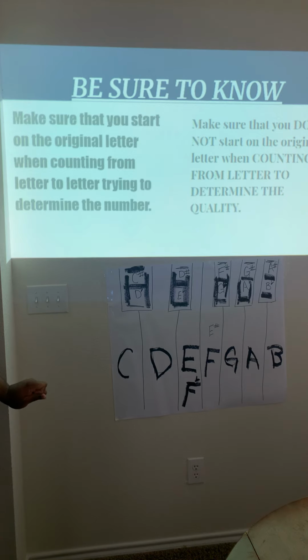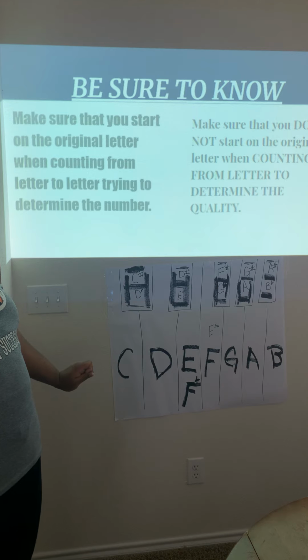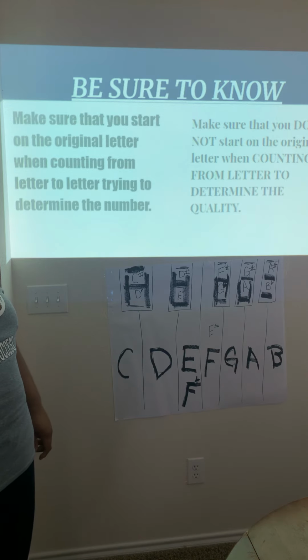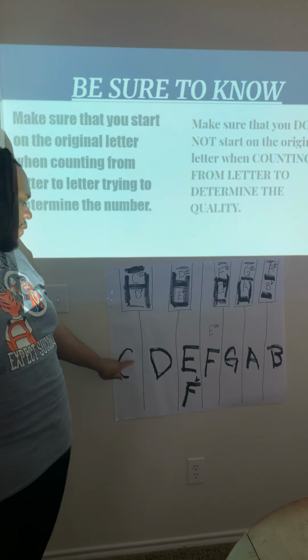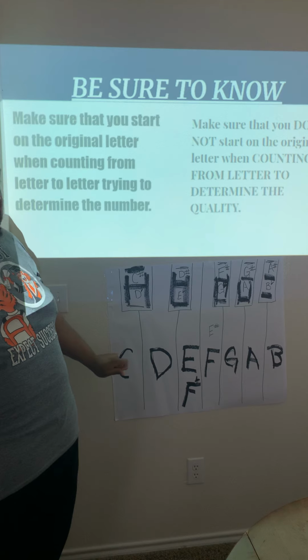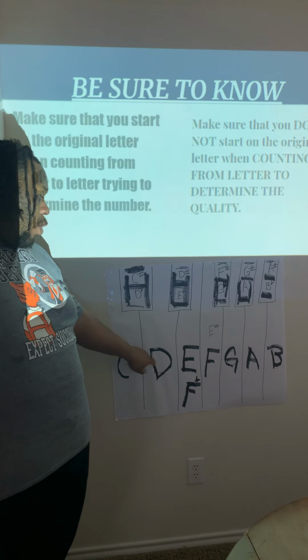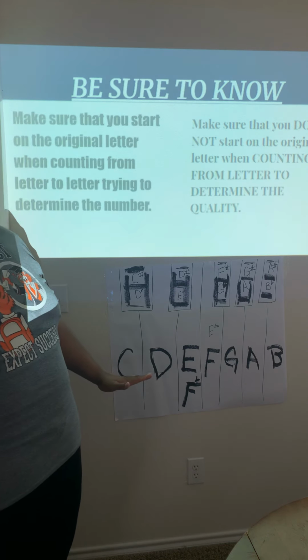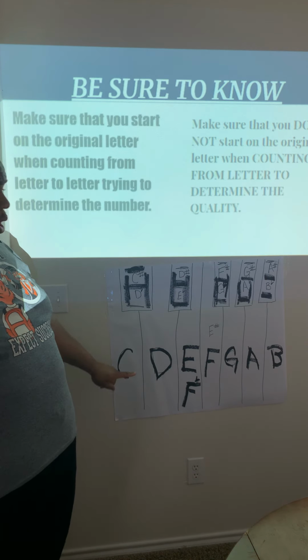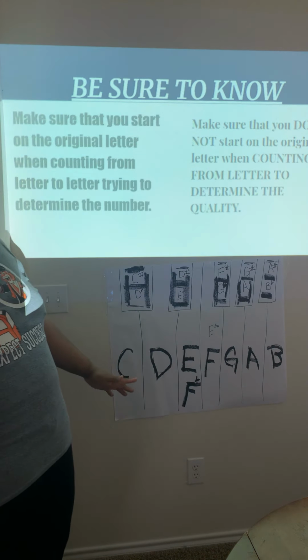I need to be able to count from letter to letter, okay? But when I'm trying to figure out the number, and we'll get there in a second, I need for us to do the following. If I want to know how many numbers I have from C to E, I must start on C. So 1, 2, 3. That's considered a triad, okay? 1, 2, 3.